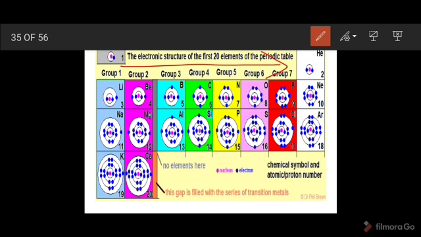When you move from left to right, ionization energy increases. Why? Take the second period elements. When you move from left to right, electrons are being added to the same shell, and the effective nuclear charge is also increasing. So it will be very difficult to remove the electron from the outermost shell. So you have to supply more energy. So ionization energy increases when you move from left to right.